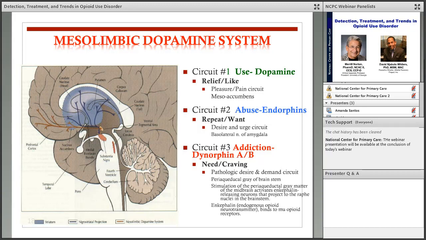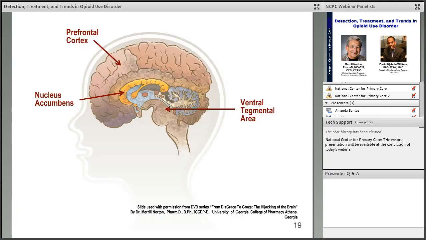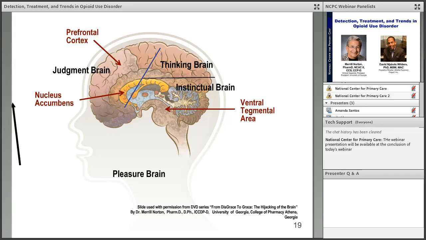And people say, well, how long does that take? It takes years to redo that. And so basically this is a simple brain that I have. You come in here with a normal brain, and you have a thinking brain and a prefrontal cortex, and that has to do with your judgment brain, and you have an instinctual brain that includes your pleasure centers, which includes the nucleus accumbens, and also the ventral tegmentum area.